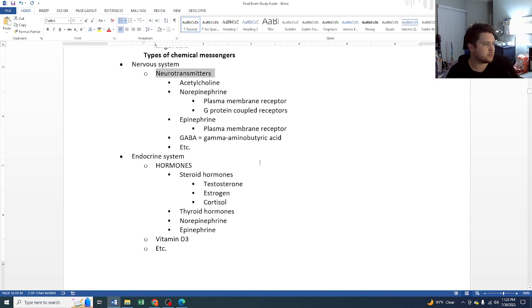We also have the endocrine system. We have the hormones. We have the steroid hormones, such as testosterone, estrogen, and cortisol. We have thyroid hormones, and norepinephrine and epinephrine as well can act as hormones. Norepinephrine and epinephrine are pretty versatile in how they're used. It just depends on where they are released. So in the nervous system, they're released as neurotransmitters from the nerves, in the synapse, and then directly into other nerves. In the endocrine system, they're released into the bloodstream.